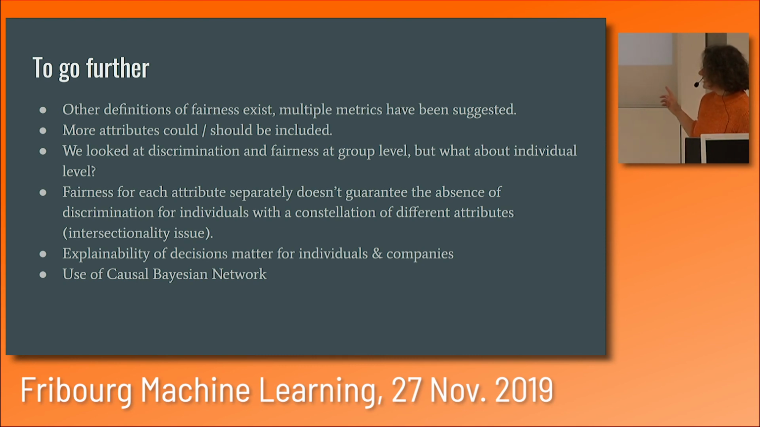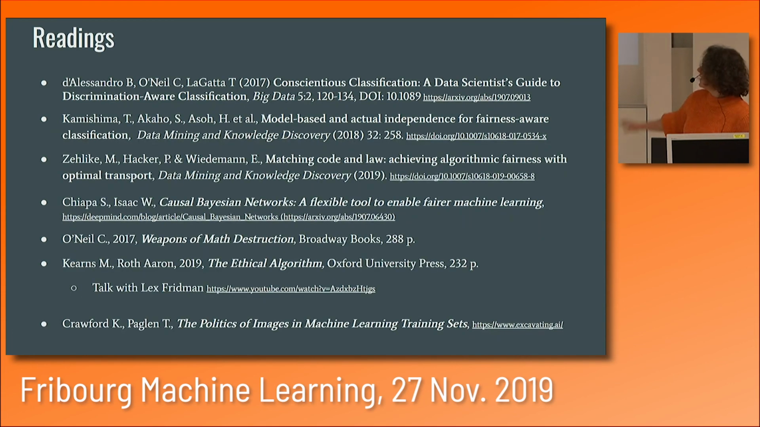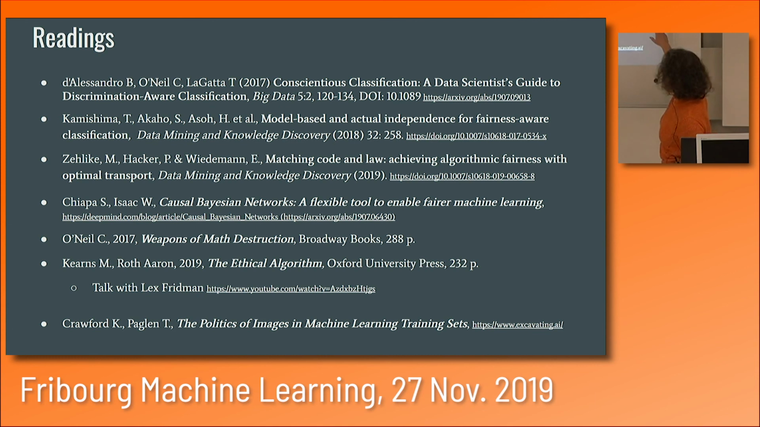Last, use of causal Bayesian networks. It's an idea I saw in an article by authors from DeepMind. The idea is to be able to make a model of the data and the causality relationships between all the variables, so you can try to predict if it's actually discrimination or not. There is the reference of the article.